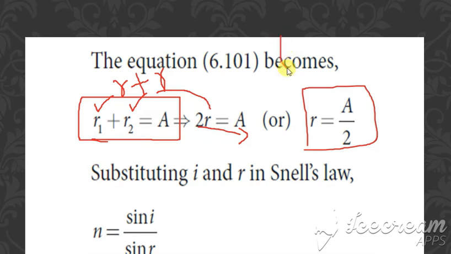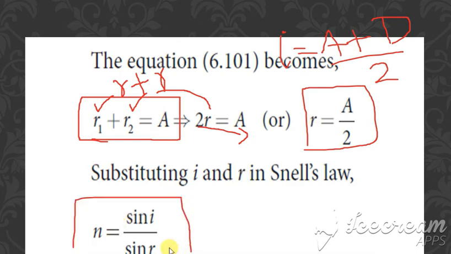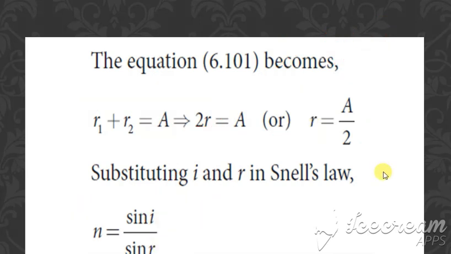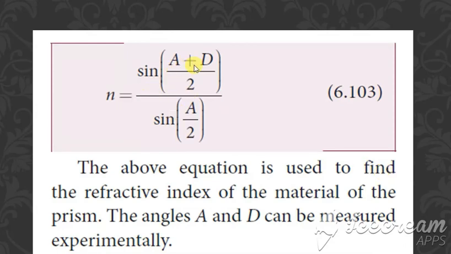So we have got the value of i: i is equal to (A plus D) divided by 2, and r is equal to A divided by 2. Substituting both in Snell's law, which is n equals sin i divided by sin r, instead of i substitute (A plus D) divided by 2, and instead of r substitute A divided by 2. So we get n equal to sine of (A plus D) divided by 2, divided by sine of A divided by 2. Here A and D are the angles which can be measured.